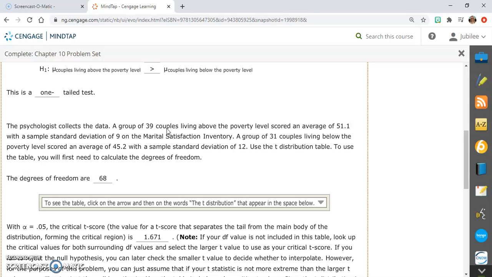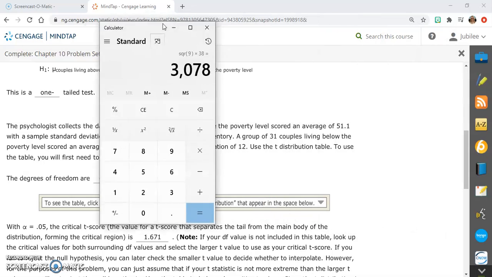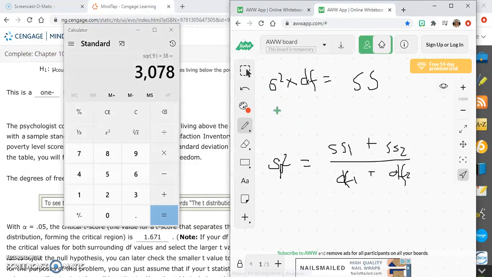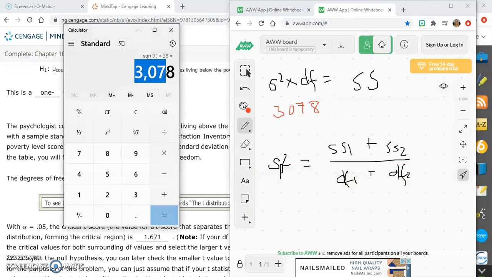So my first group had a standard deviation of 9. So I'm going to take 9 squared times degrees of freedom. So that would be 38 because it's n minus 1. And my first sums of squares is 3078. Okay, so I'm going to save this number.